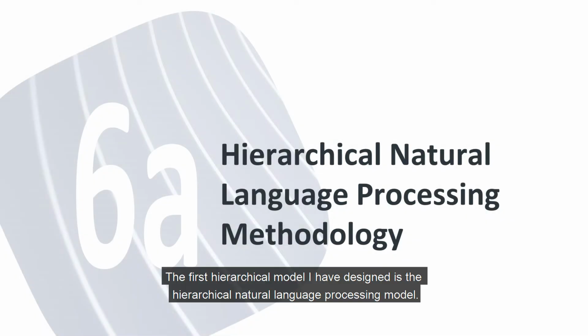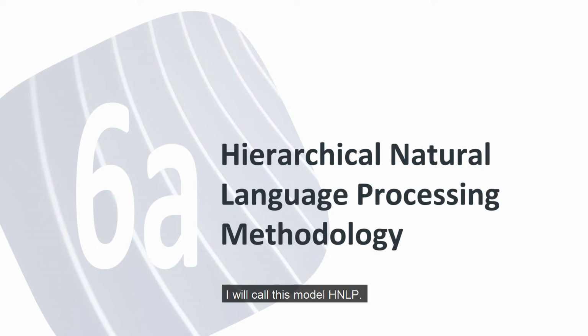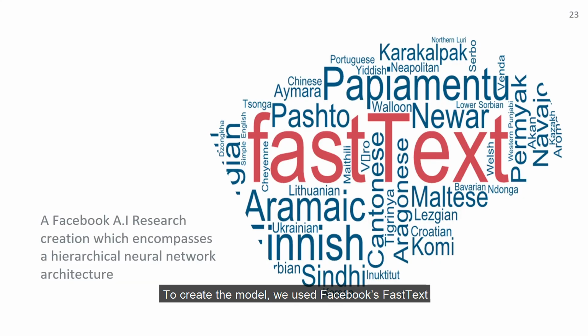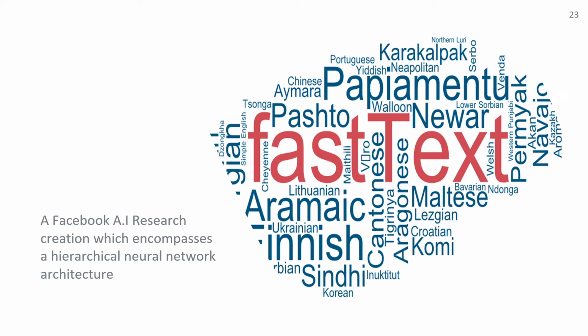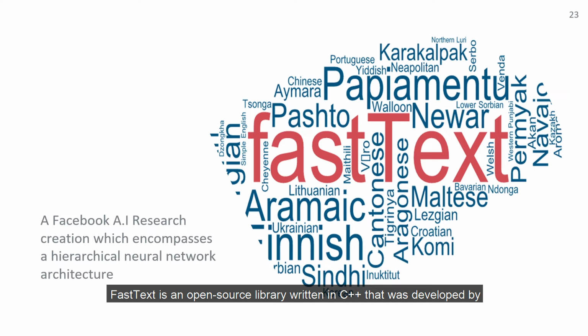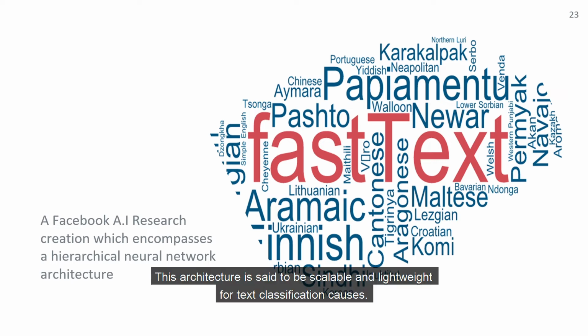The first hierarchical model I have designed is the Hierarchical Natural Language Processing Model. I will call this model HNLP. To create the model, we used Facebook's FastText, which encompasses a hierarchical neural network for sentiment analysis. FastText is an open source library written in C++ that was developed by Facebook Artificial Intelligence Research Lab. This architecture is said to be scalable and lightweight for text classification causes.